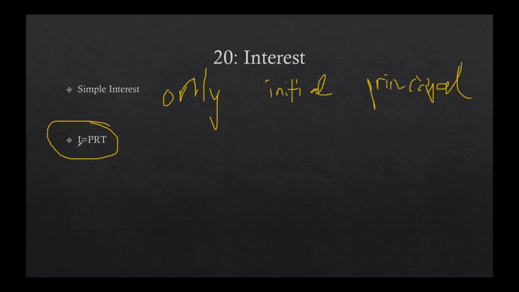So we need to know what these different pieces mean in this formula. I've already kind of told you that I stands for interest. What does P stand for? I kind of already gave you that too, I guess.